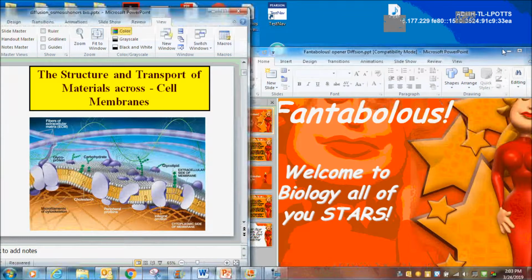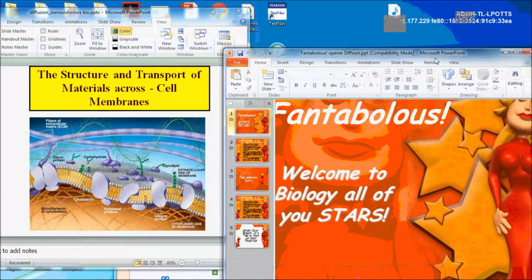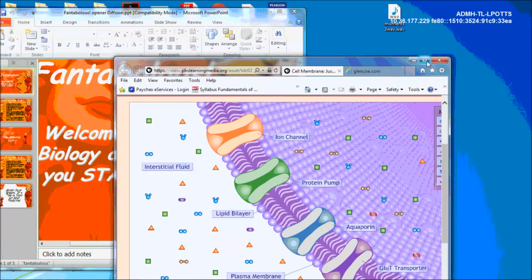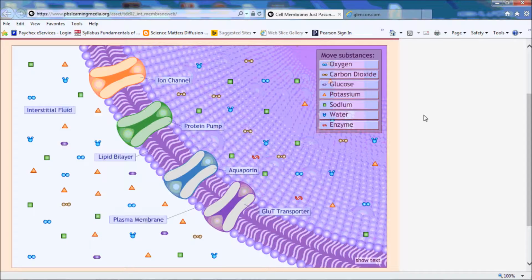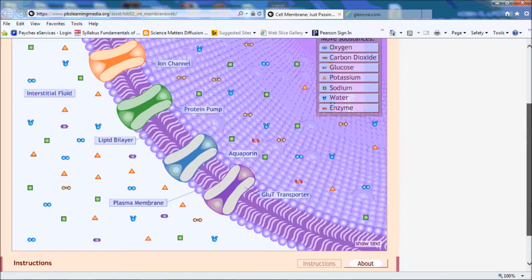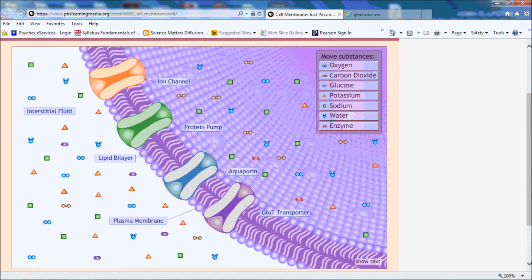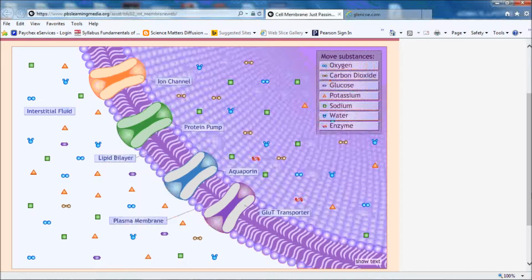This is just one of the websites that I use. And it provides a simulation of the cell membrane. It's from PBS Learning, and it's called Cell Membrane Just Passing Through. So you can do a quick Google search and you should be able to pull it up.